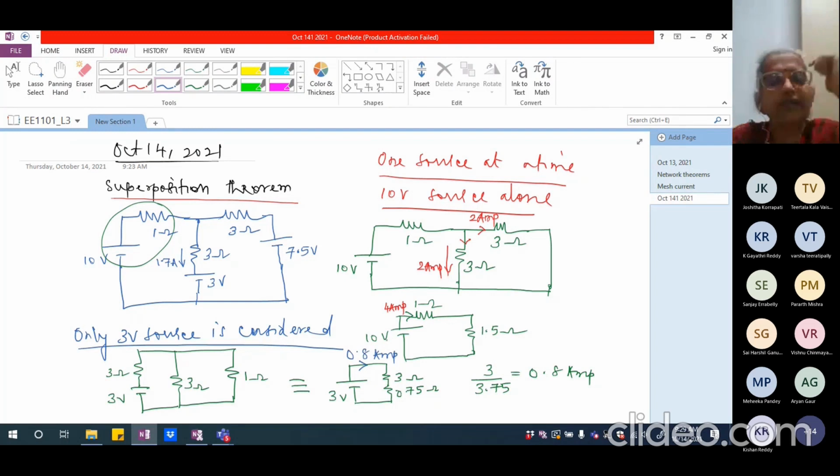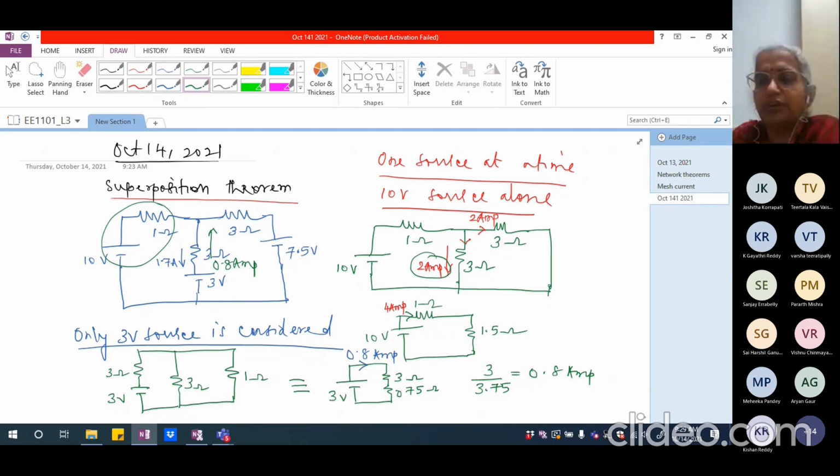If I look at the original circuit, I am going to have the 0.8 ampere flowing like this. From the positive, it is flowing upward. Please remember this. In the original circuit, this 2 ampere, which was the current due to current division from the 10 volt source, was downward, whereas this 0.8 ampere is upward. That's what I'm trying to emphasize.